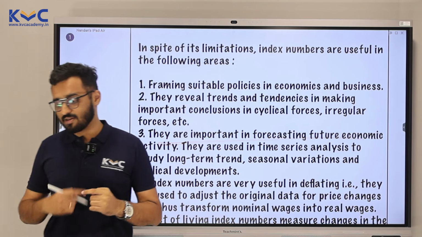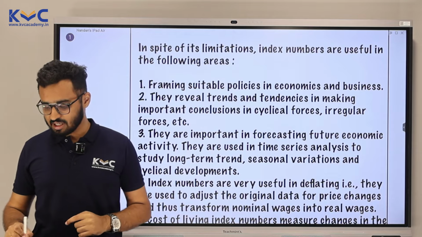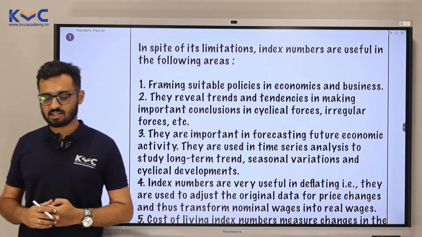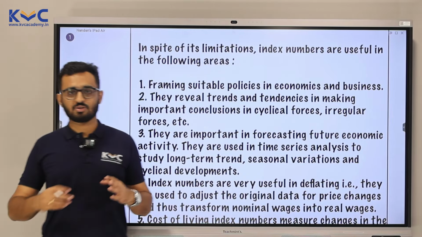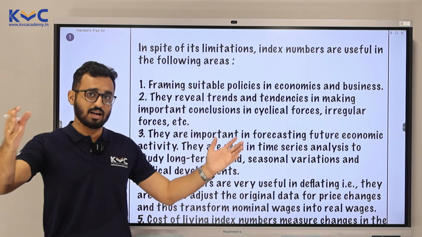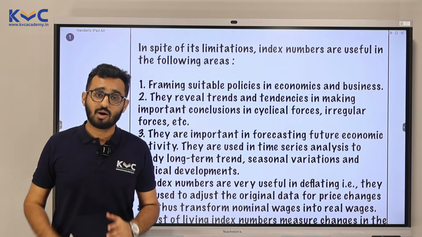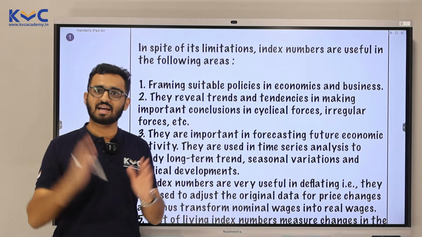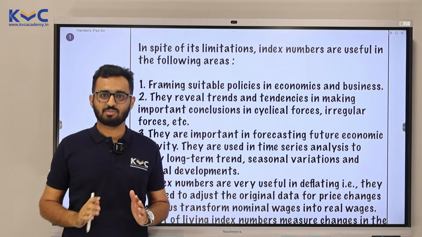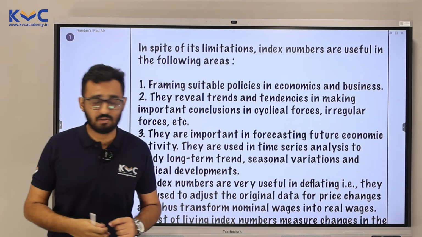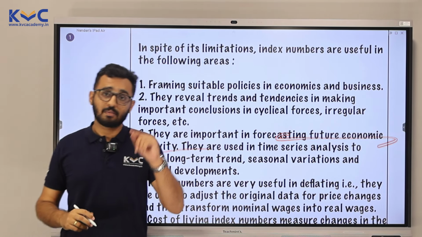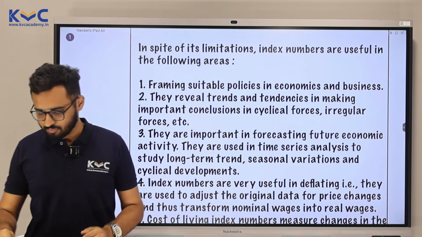Third one, they are important in forecasting future economic activity. They are used in time series analysis to study long-term trend, seasonal variation and cyclical development. So if you have data for a considerably large period of time, you'll get to know whether there is a cyclical movement, whether there is a seasonal movement, and what kind of long-term trend we are looking at. So this is very helpful in forecasting what might happen in the future.